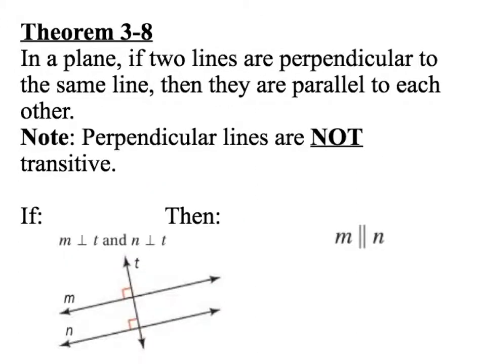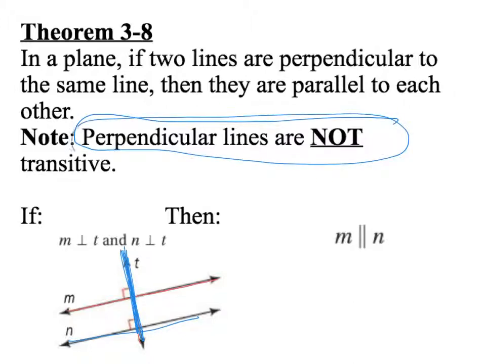The next theorem is if in a plane two lines are perpendicular to the same line. So in this picture, M is perpendicular to T and N is perpendicular to T. That means M and N have to be parallel to each other because they are perpendicular to the same transversal. Something to note here, perpendicular lines are not transitive.